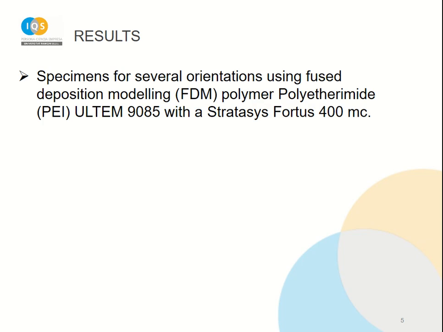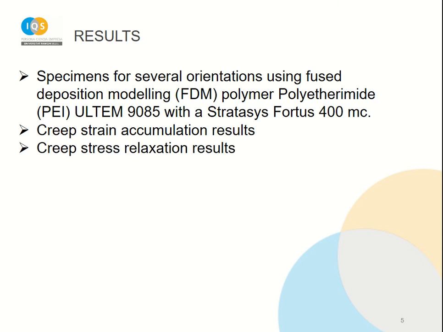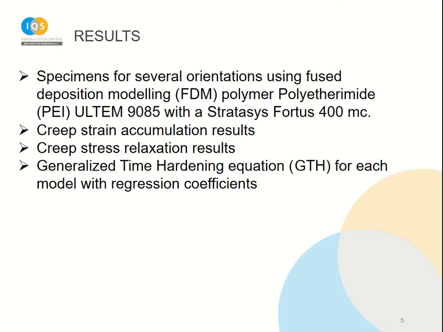So what are our results? Here we studied for our first time FDM PA Ultem 9085 with Stratasys Fortus. We show for that material, for all the orientations, creep strain accumulation results. We also show creep stress relaxation results, and we provide all the parameters for the GTH model with regression coefficients to see how accurate this model is.